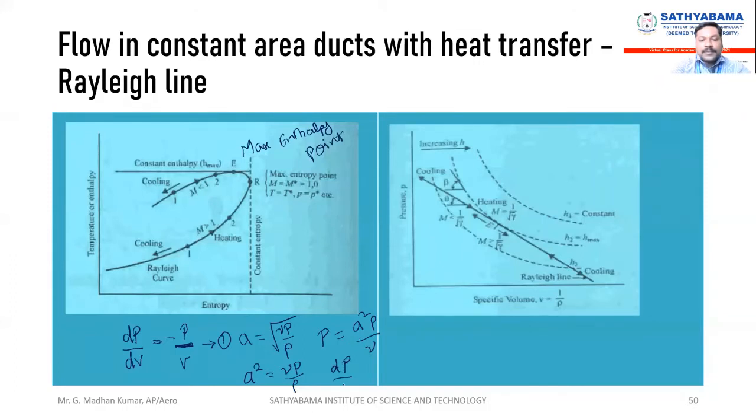So what is your dp by dv? Equation 1 implies we have minus of a square rho by gamma, and then we have the specific volume, right? And what is 1 by v? 1 by v is rho, right? So minus of a square rho square divided by gamma, right? So this is the final expression we are getting for dp by dv.